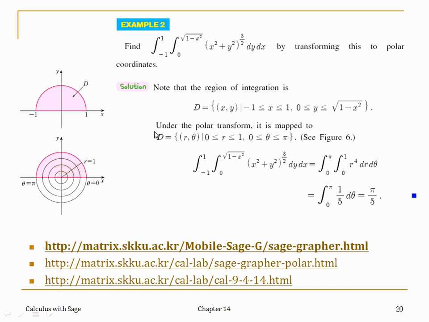So we should change the domain in terms of the polar coordinate parameters. This region is from 0 to square root of 1 minus x squared, and from minus 1 to 1 on the x-axis. So this region can be written in polar coordinates: r from 0 to 1 and theta from 0 to pi. So we have this integral, which is very easy to find, as pi over 5.